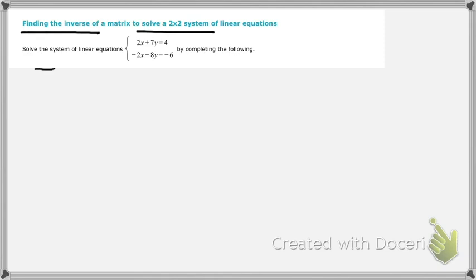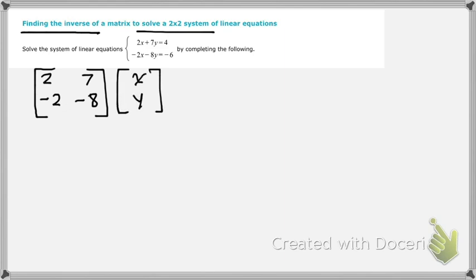I'm going to begin by setting up what would be called a coefficient matrix. That's just using the coefficients from the equations that are in the system. And then I'm going to give myself a variable matrix, x and y, and a solution matrix, 4 and -6. I think that's pretty self-evident if you just stop and look at the system that I was given, and you can understand where these matrices come from.